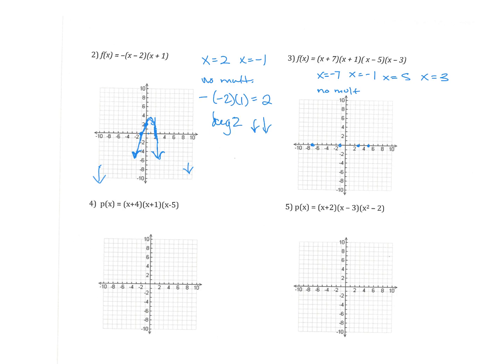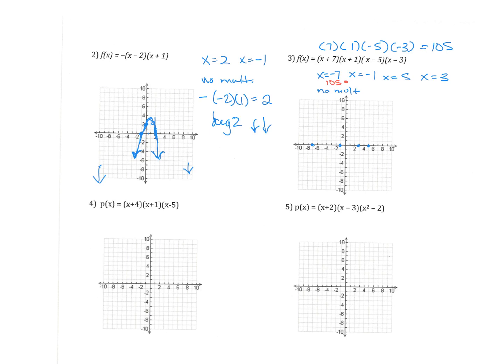My y-intercept is, if I put a 0 in for all my x's, I'd get 7 times 1 times -5 times -3, and we're going to get 105, which is really kind of crazy and really far off the graph. So why don't we just put a dot up here? I'm going to change my color to red. We're just going to put a dot up here and call it 105. It's just up higher than my y-axis. It's really far up there. I can't really do that anyways.